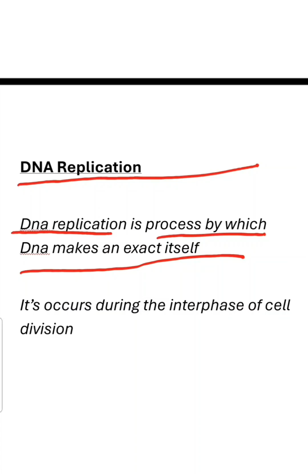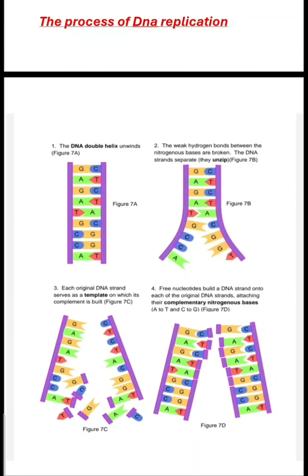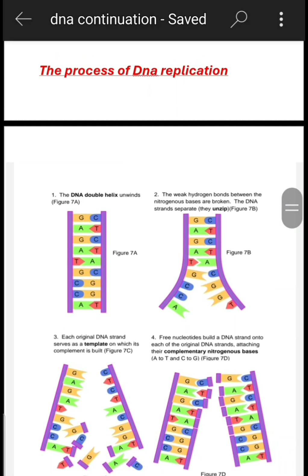It occurs during the interphase of cell division. We'll learn more deeply about the cells during the meiosis lesson. But you should know that it occurs during the interphase of cell division, which is the first stage of meiosis, you can say that, or cell division. Now let's move into the process of DNA replication.